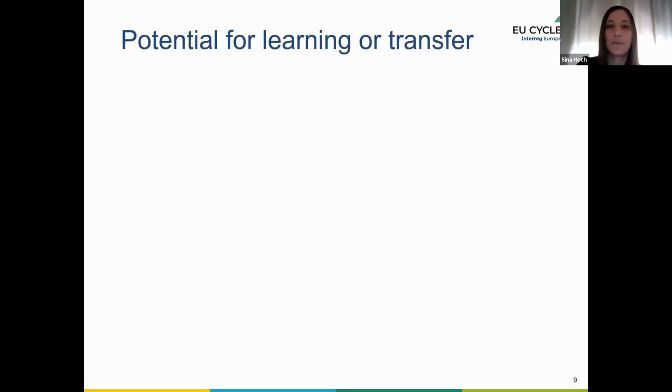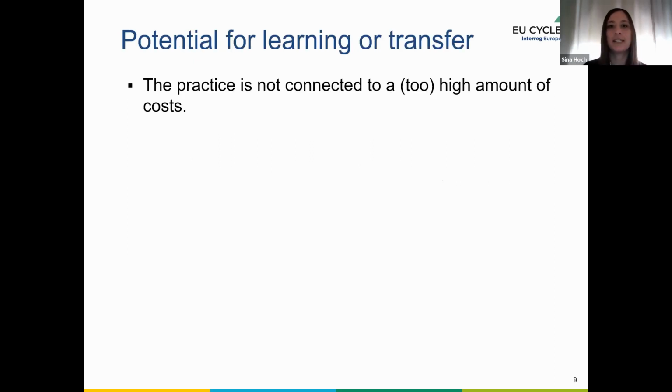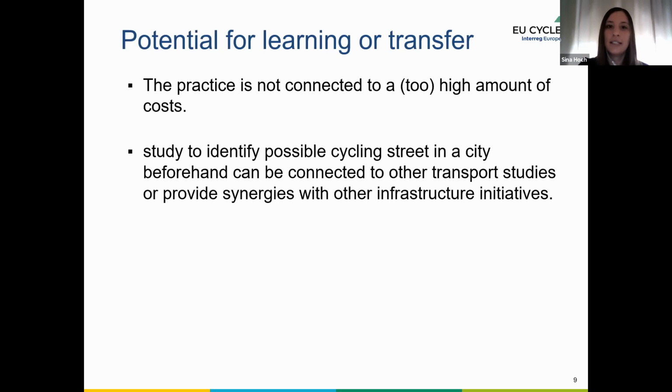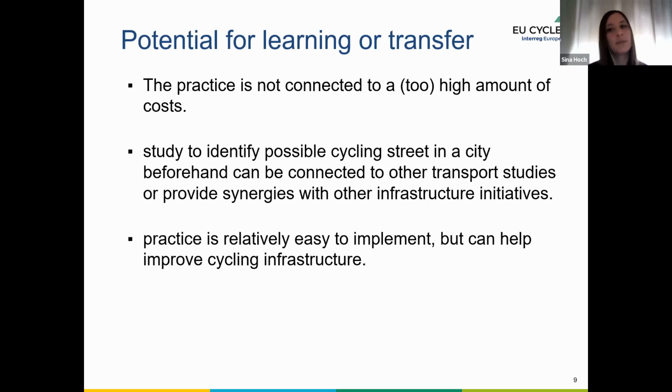Okay, where I see potential for learning or transfer is that the practice is not connected to too high a cost. Maybe you already have a study in your region on cycling infrastructure, so there might even be synergies with these kinds of studies. And it's relatively easy to implement. If you know which kinds of streets could be suitable as a cycling street, you actually only need signposting and the communication to people. And then it's already a measure that can improve cycling infrastructure in your city or region.